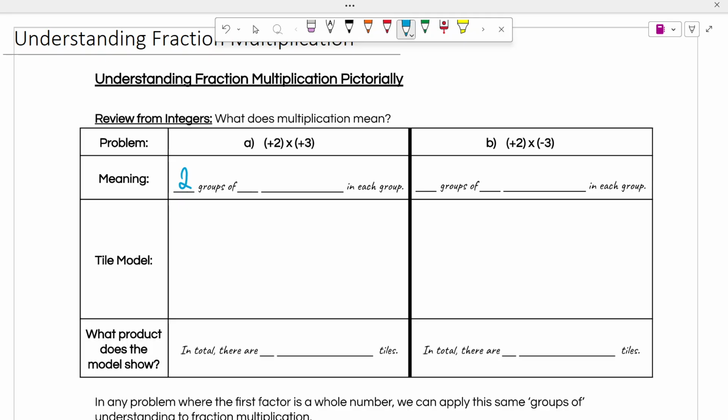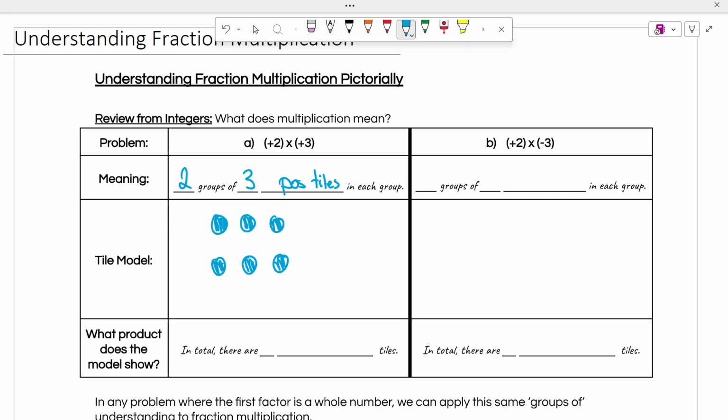So in this question, 2 times 3, I could interpret that 2 as being 2 groups. And then our second number is telling me what's in each of those two groups. Because my second number is positive 3, I have two groups with 3 positive tiles in each group. So if I draw one group of 3 positive tiles, 1, 2, 3, I'd then need a second group of positive tiles, 1, 2, 3.